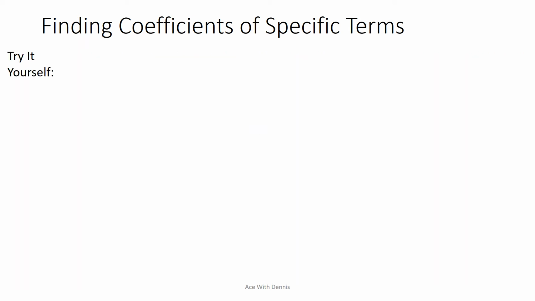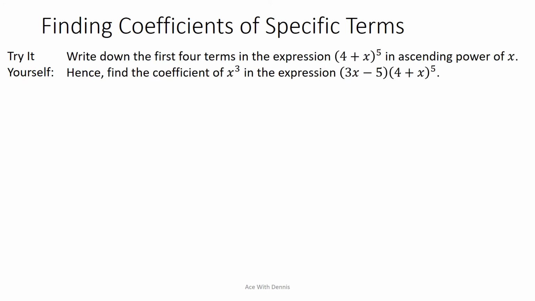Now you can try this similar example yourself. Write down the first 4 terms in the expression (4 + x)^5 in ascending power of x. Hence, find the coefficient of x cubed in the expression (3x - 5)(4 + x)^5. You can pause the video and try to do it yourself.